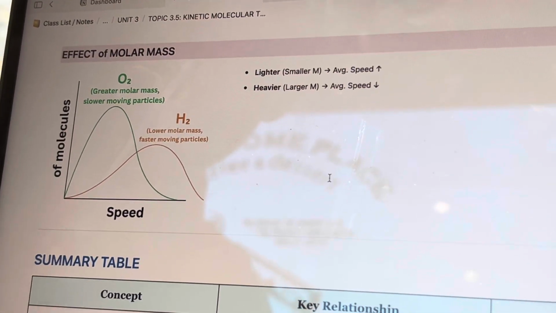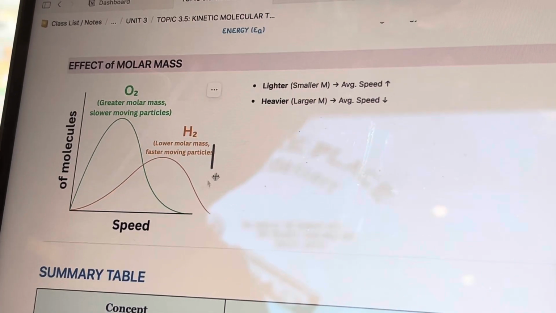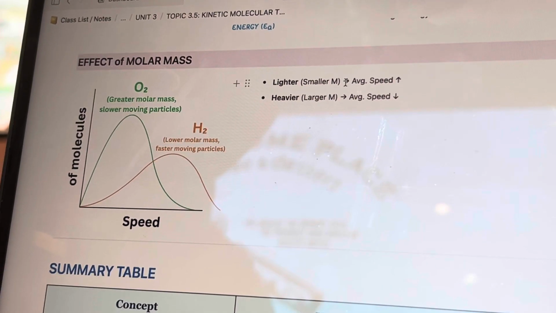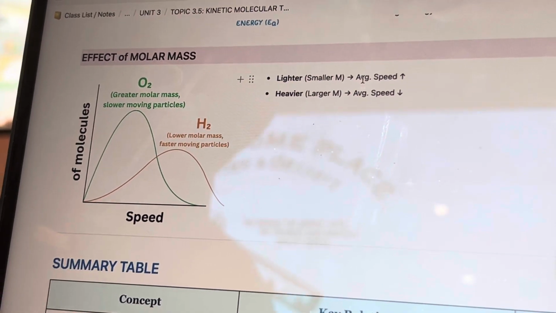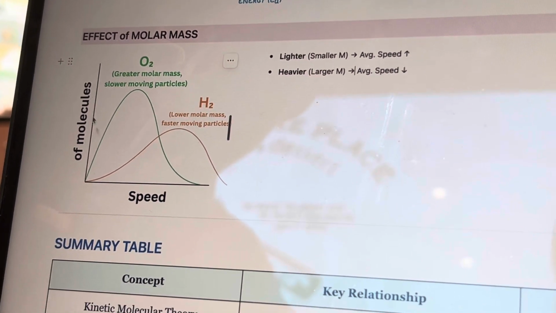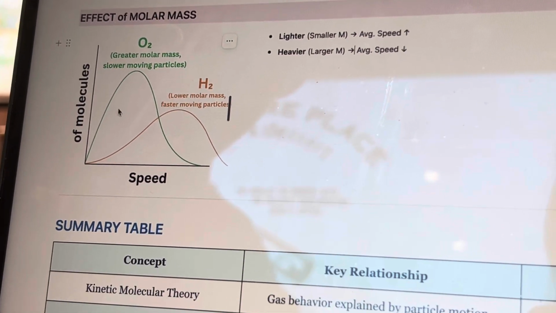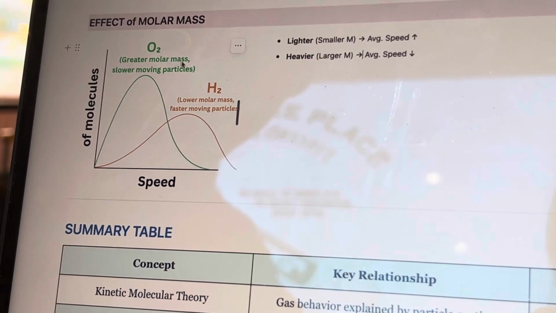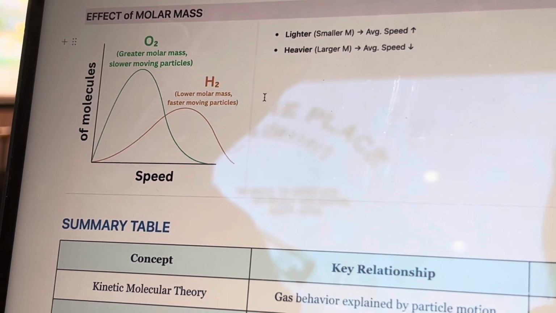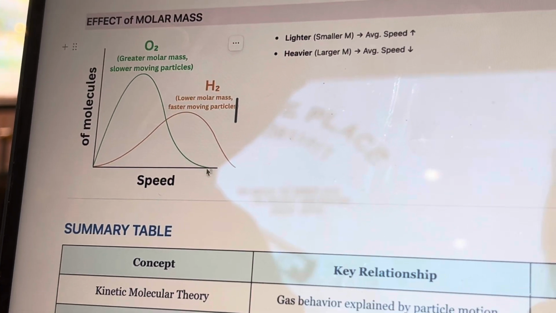Lastly, the effect of molar mass on the speed is that a lighter or smaller molar mass leads to a higher average speed, while heavier molecules lead to a slower average speed. As you can see in this graph, the O2, which has greater molar mass, has slower moving particles, while H2, which has lower molar mass, has faster moving particles on the right side.